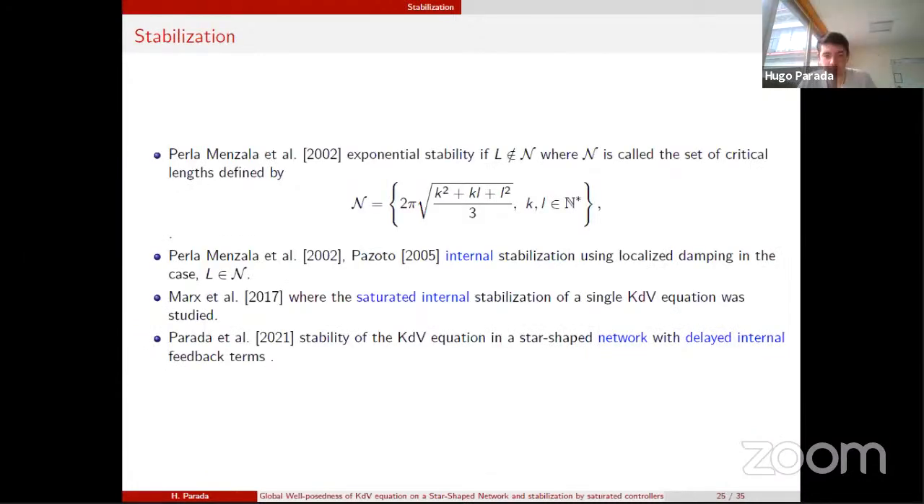So what about the stabilization part? First, in this work of Perla and Saluzzi, they show that the single KdV equation is exponentially stable if the length doesn't belong to this set of critical lengths. Also, in these two works, if you are in a critical case, you can achieve the stabilization by adding a localized damping. Then in this work, they study saturating the same damping, and you can actually have exponential stability. And in this work, we study the stabilization of KdV on a star-shaped network using some delayed internal terms.